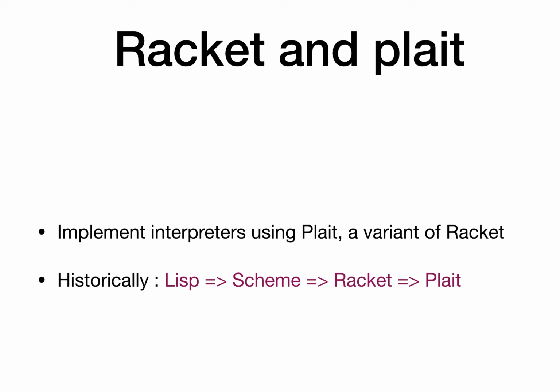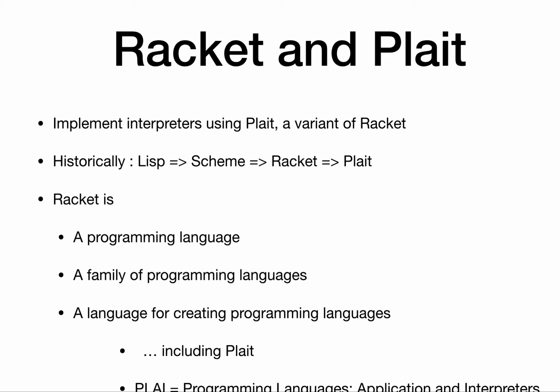The language that we will be using for building interpreters is called Plait language. This is a variant of the Racket language. Historically, Racket was built from Lisp, actually a version of Lisp called Scheme, and Plait is built in Racket. So what is Racket? Racket is a programming language, but not only one programming language, it is a family of programming languages, a language also for creating programming languages. One of the languages created in Racket is Plait. When you say Plait, there is a T at the end, but PLAI is a shortcut for Programming Languages: Application and Interpretation, which is the book we will follow for this course. The T at the end of Plait stands for a typed programming language.